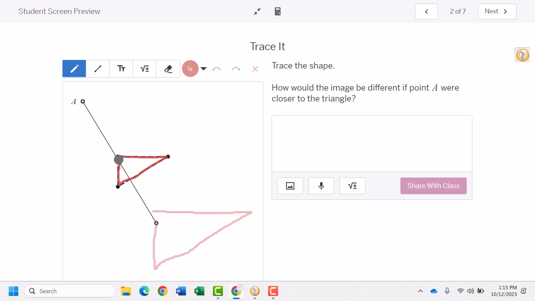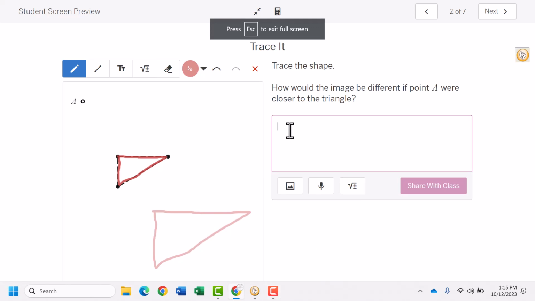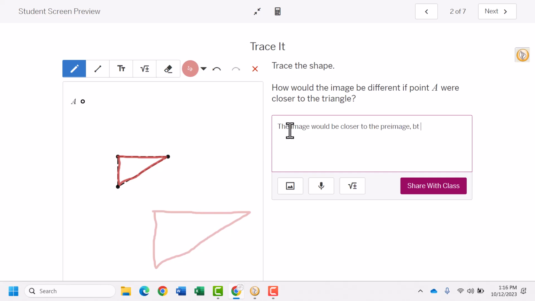It's a lot more fun if you do this on your own. There we go. So there's my image and my pre-image. How would the image be different if point A were closer to the triangle? Well, I think the image would be closer to the triangle, closer to the pre-image, but it would stay the same size.